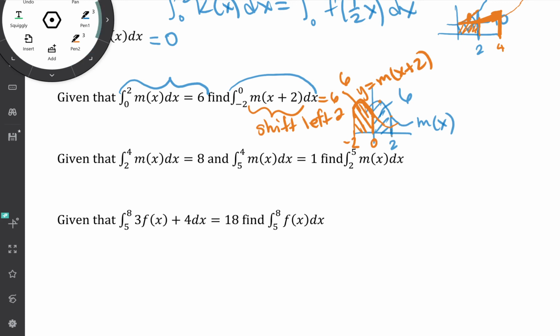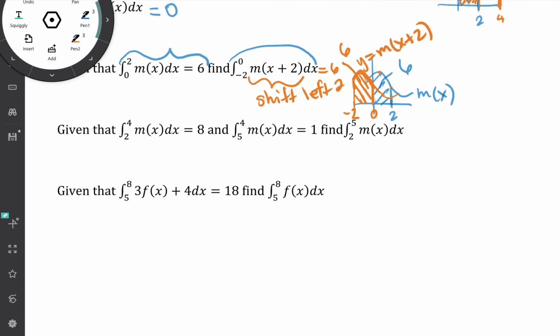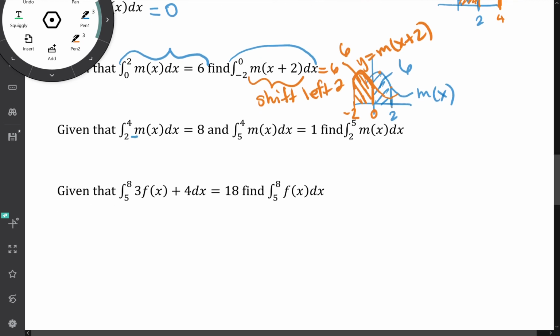Okay, couple more to look at. If I know that the integral from 2 to 4 of m of x is 8, and the integral from 5 to 4 of m of x is 1, can I say what the integral from 2 to 5 of m of x is?